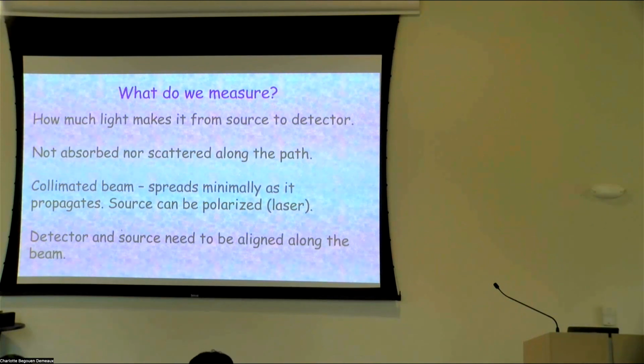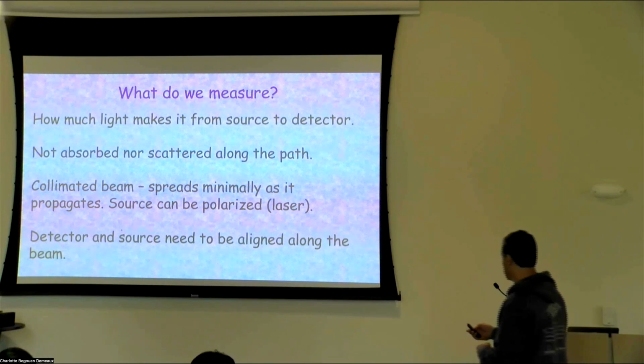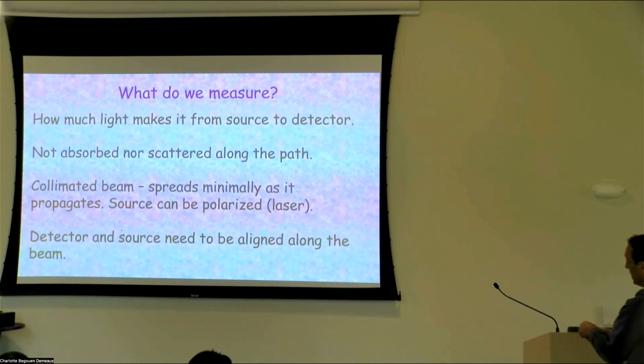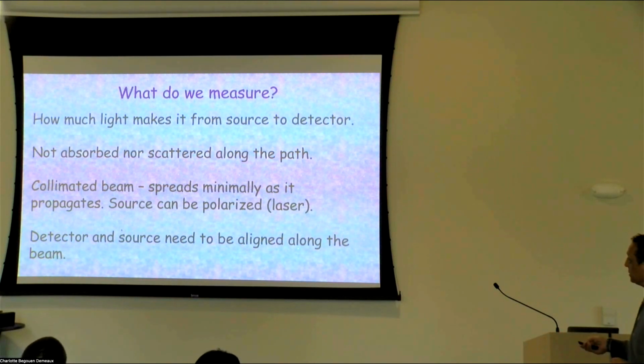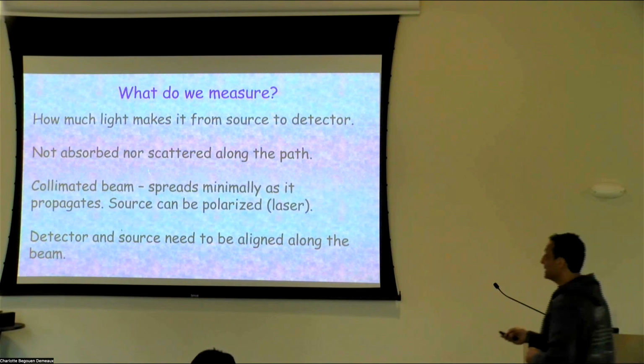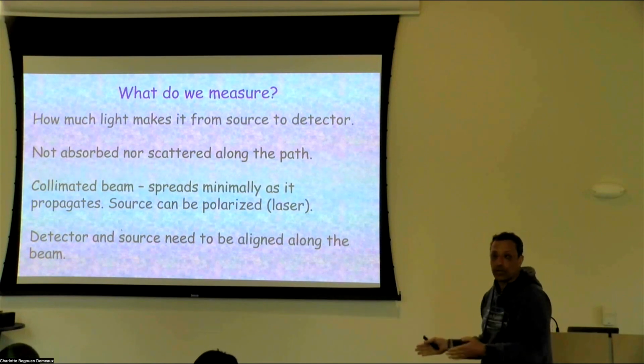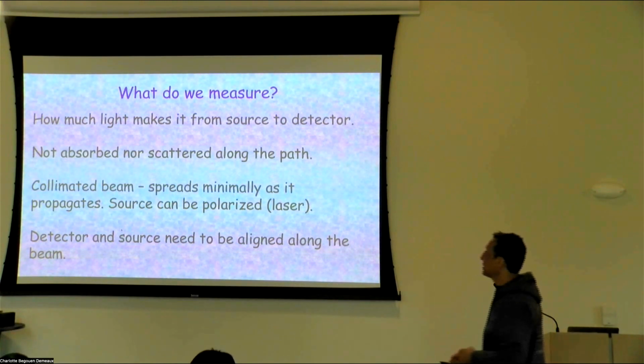So what do we measure? The principle is very simple: we measure how much light makes it to a detector. We need a source and a detector, and we ask how much light from the source makes it to the detector. In order to make it to the detector, it shouldn't be absorbed along the way, and it shouldn't be scattered along the way. The beam is collimated. That means it does not spread as it goes out, or only minimally spreads as it goes out.